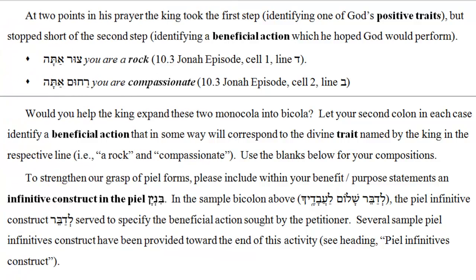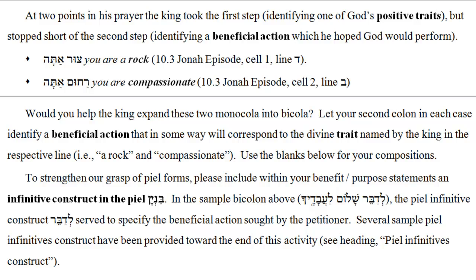Now there are two other points in the king's prayer where he takes the initial step, that is, identifying one of God's positive traits, but he stops short of the second step, namely identifying a beneficial action which he hopes that God would therefore perform. The first is in cell 1, line dalet, Tzur ata. The second is in cell 2, line beit, Rachum ata.